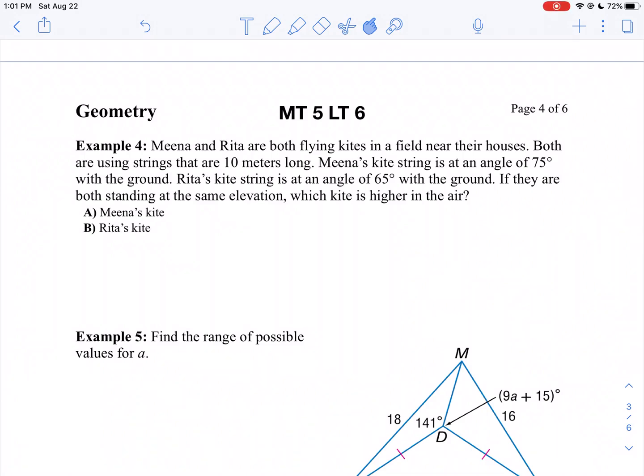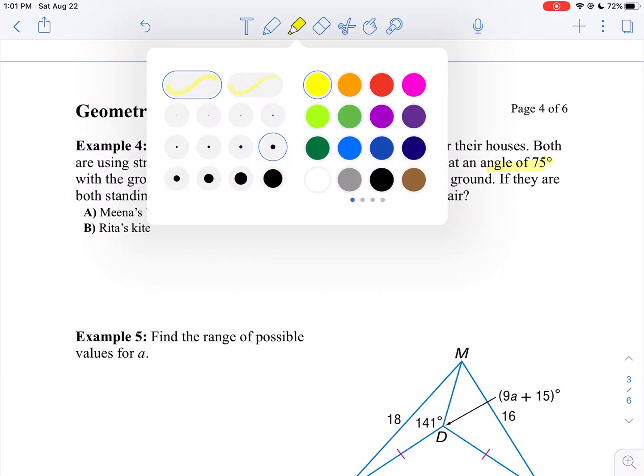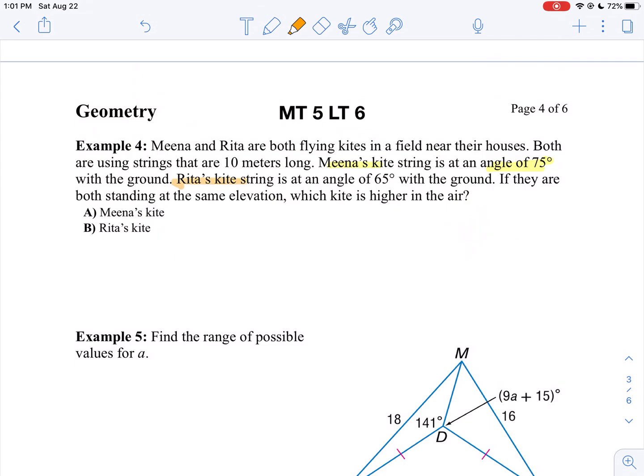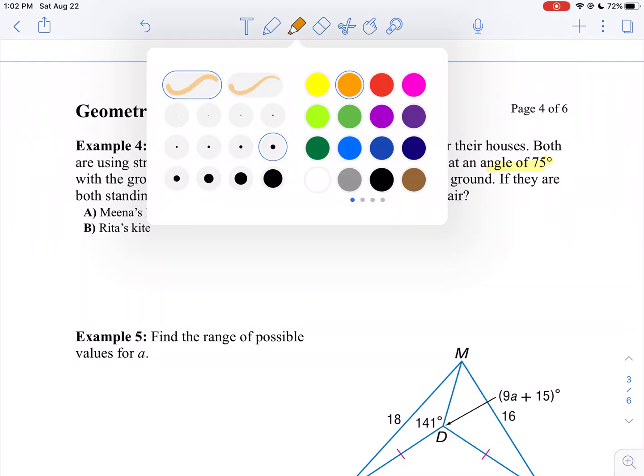Now in example 4, I suggest you pause the video, see if you can answer this question yourself, and then come back and check. In example 4, we know we have the same length of string. It says Mina's kite is at an angle of 75 degrees, and Rita's kite is at an angle of 65 degrees. We'll notice 75 is bigger than 65, so Mina's kite should be the one farther above the ground.